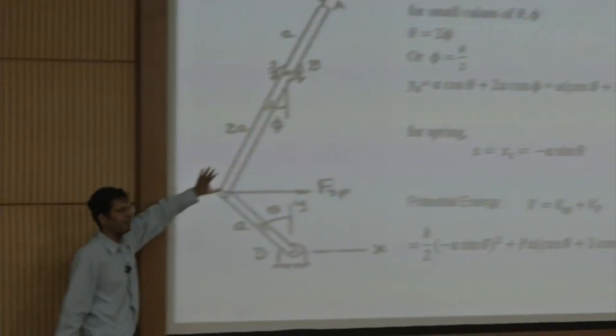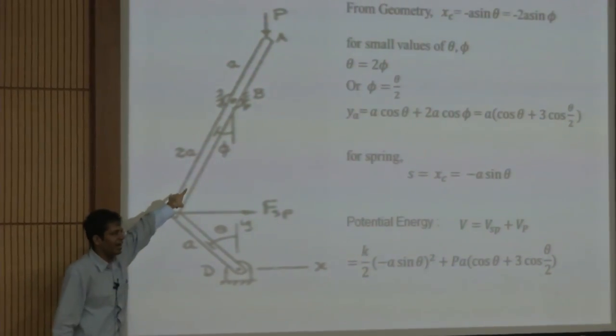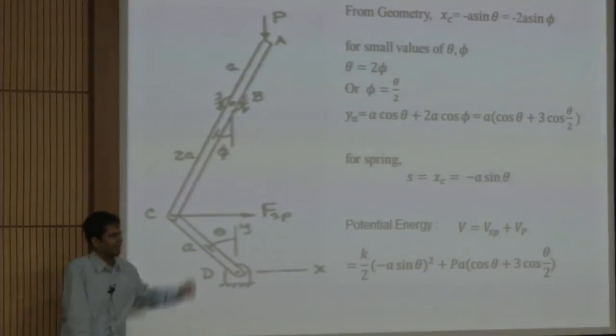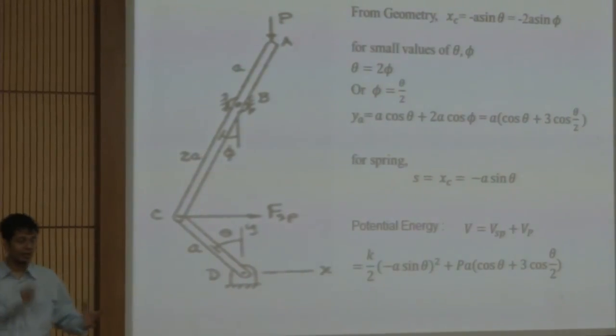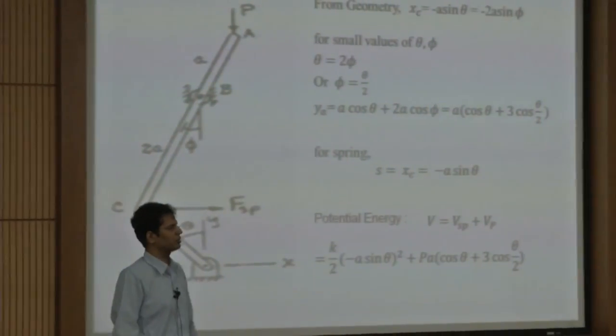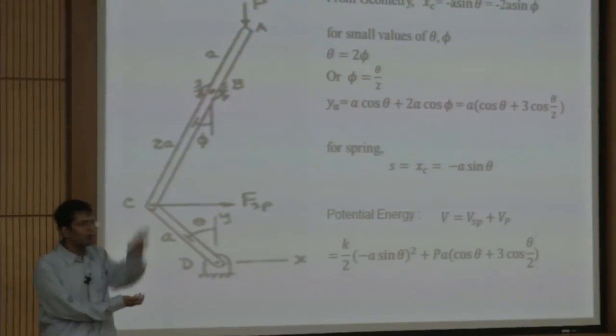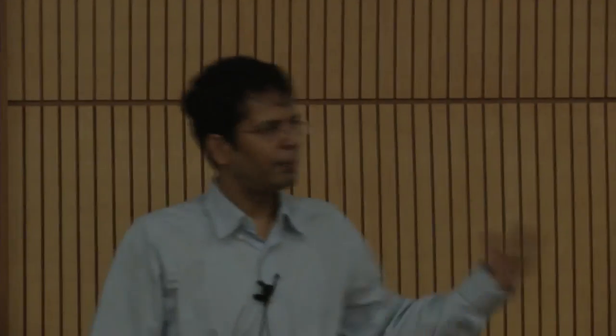Strictly speaking, the relation should be that if theta and phi are large, then 2A sin phi should be equal to A sin theta, truly speaking. But as the professor pointed out, all are small theta approximations, so why don't we use a simple approximation that theta is small, because we want to look at the stability about the theta and phi equal to 0 position. So we approximate sin theta as theta, sin phi as phi.